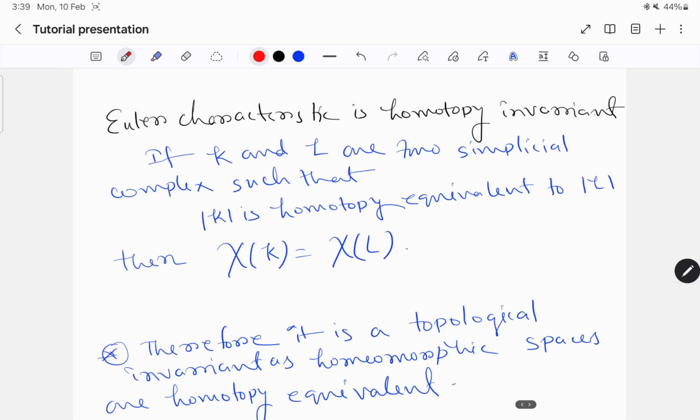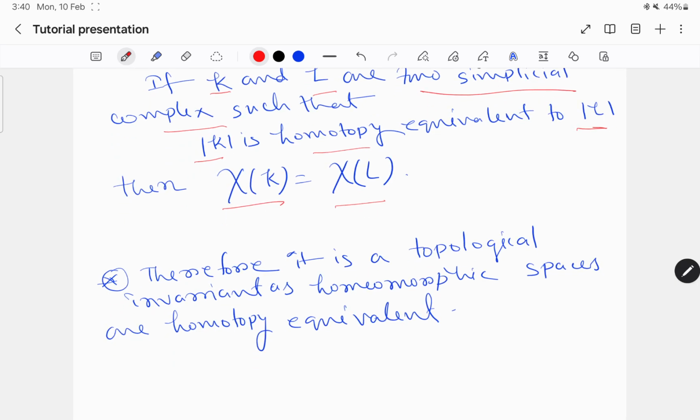Now the Euler characteristic is homotopy invariant. That is, if K and L are two simplicial complexes such that the geometric realization of K is homotopy equivalent to the geometric realization of L with respect to any affine embedding, because they are all homeomorphic, then the Euler characteristic of K will be equal to the Euler characteristic of L. And therefore it is a topological invariant, as homeomorphic spaces are obviously homotopy equivalent.